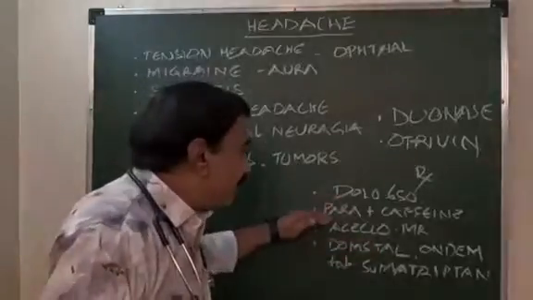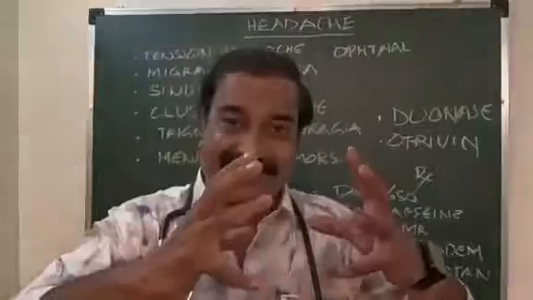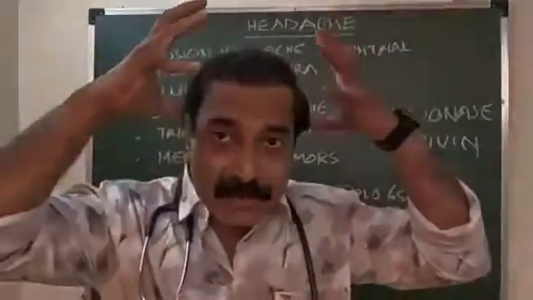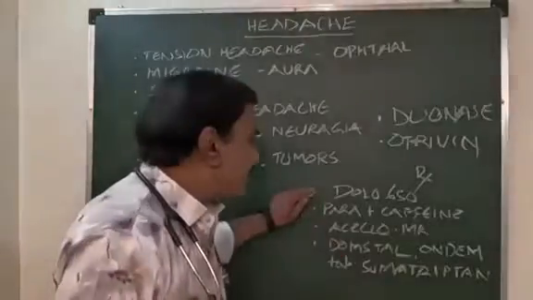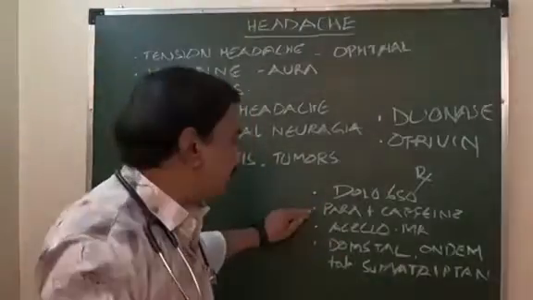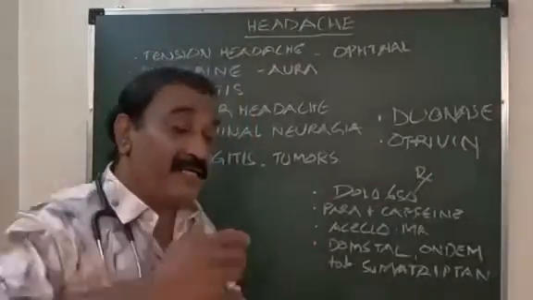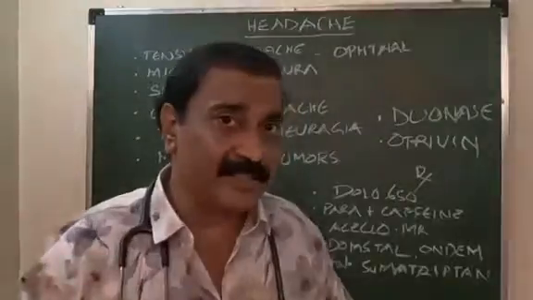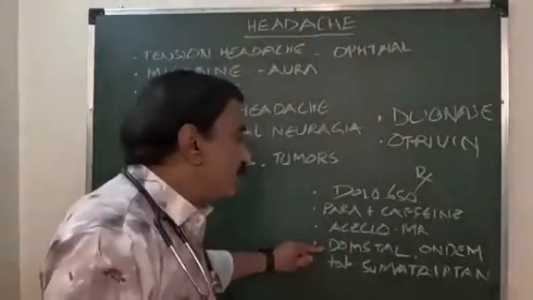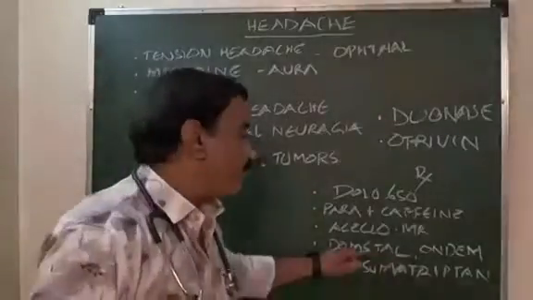Suppose you don't get relief with these two. Aceclo-MR is a muscle relaxant, so that the muscle relaxes. If you don't get relief from this, the simplest medicine is this, and the second best medicine is this. Last, only if necessary, you must take this tablet. And if there is any vomiting sensation, tension headache will not have any vomiting. So if there is any vomiting, you can take Domstol or Andem tablet for any type of vomiting.